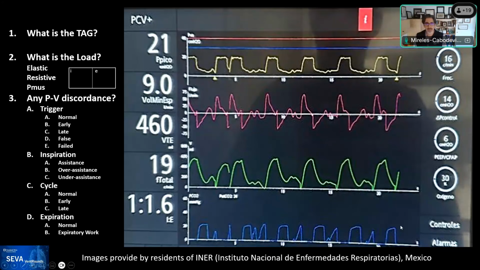As always, the first item is the tag. So if you want to write the tag in the chat, we would welcome that. So this is a Hamilton ventilator. You can see the mode on the top. And they are starting to put answers in the chat, with some interaction. So I will wait a couple of seconds to see if anybody else.